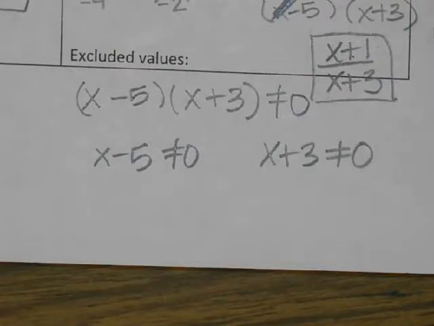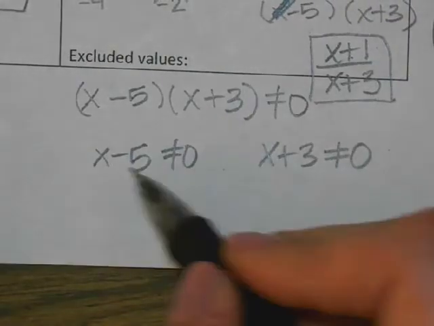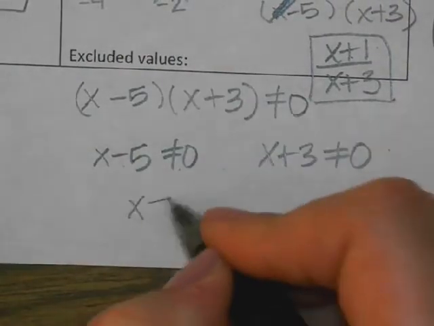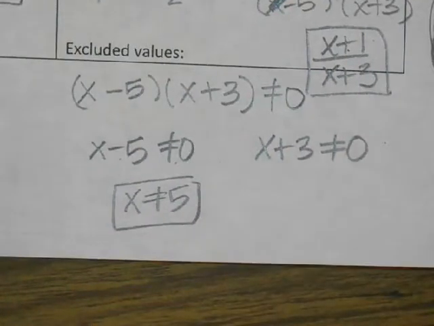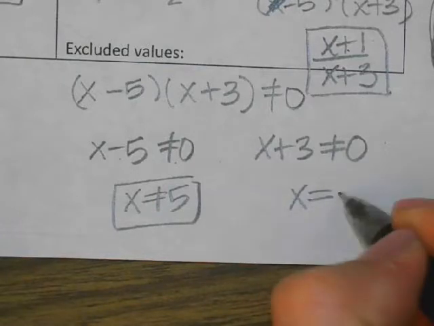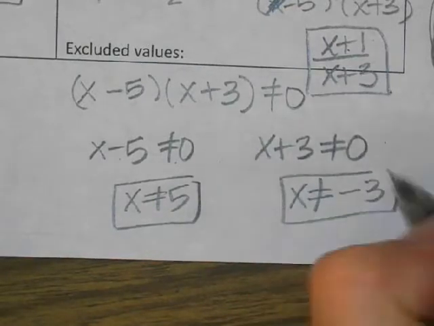So what is my first excluded value? 5. Yep, so I'm going to add the 5 over. x cannot equal 5. And then I'll subtract the 3 over. x cannot equal negative 3.